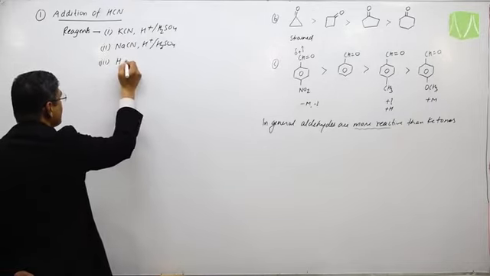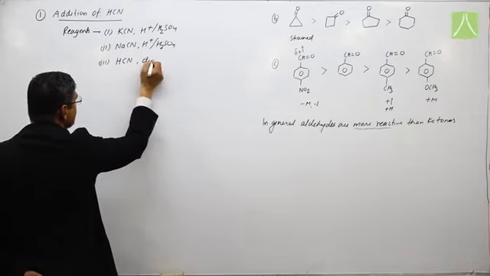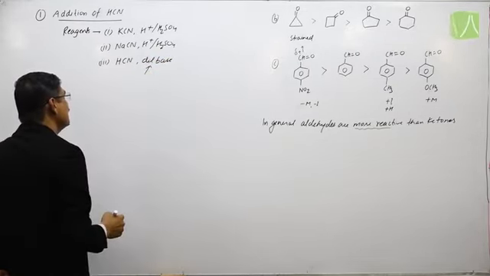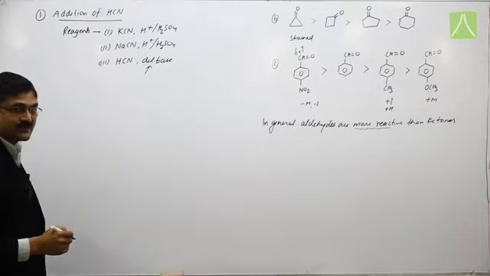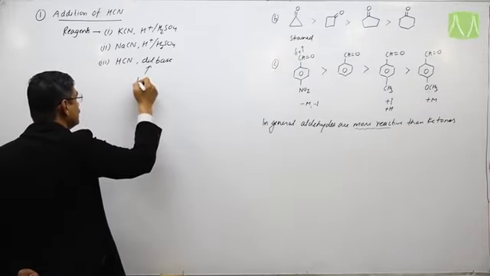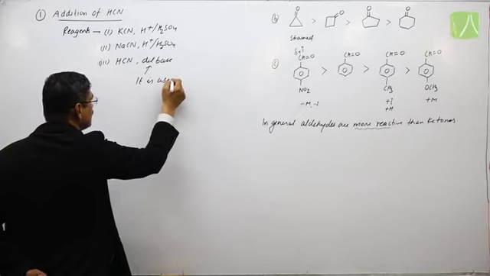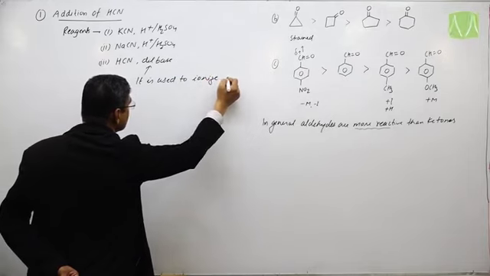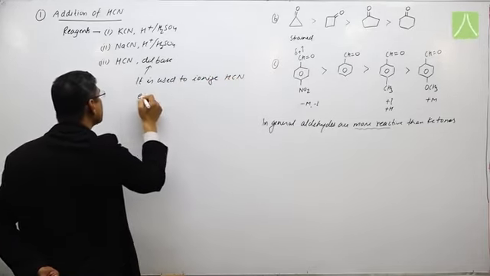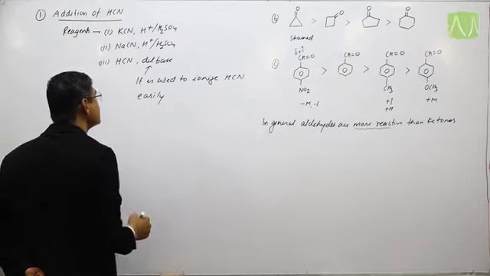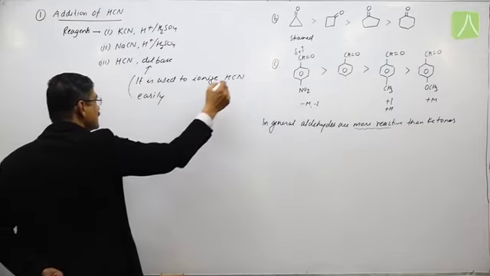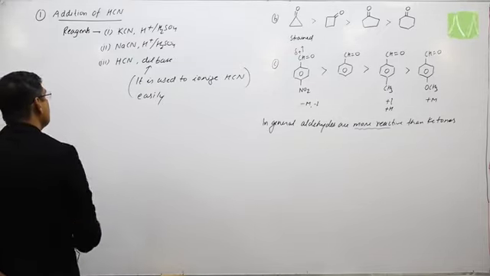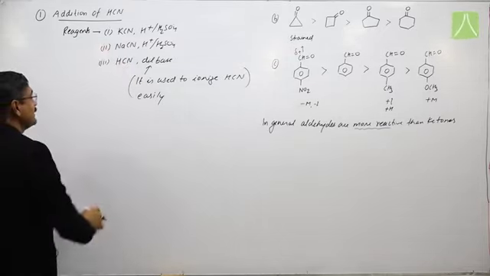Third, if I take the HCN directly, then use dilute base. The dilute base is used because HCN is a weakly ionizable acid. It is used to ionize HCN easily because it is a weakly ionized acid. So it does not directly give CN minus. So these are the reagents. We can take any one of them.